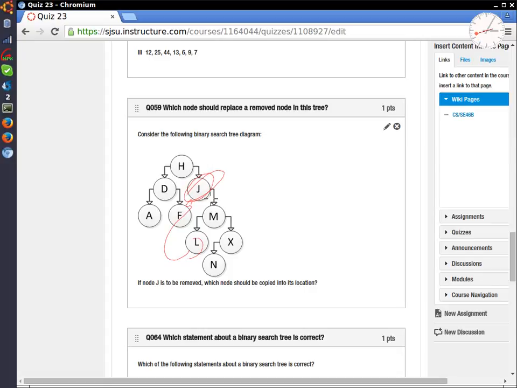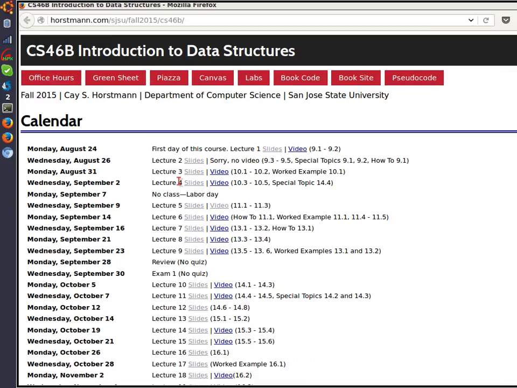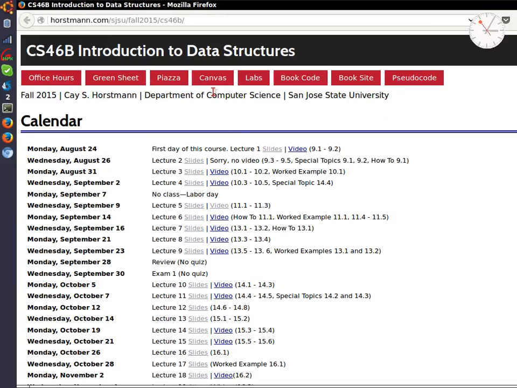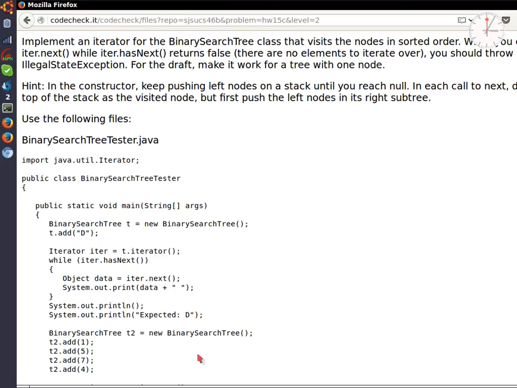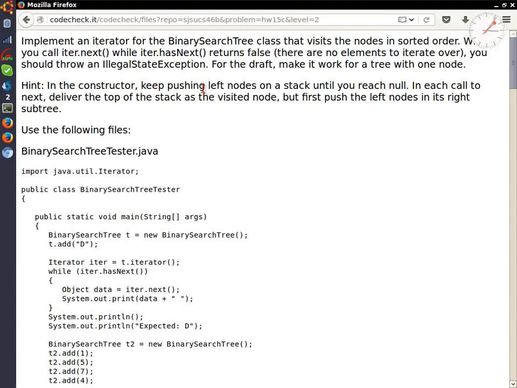Other questions? Yes? 15C final, sure. Oh yes, so it's the iterator. We seem to be doing a lot of iterators. So let me get some paper out.